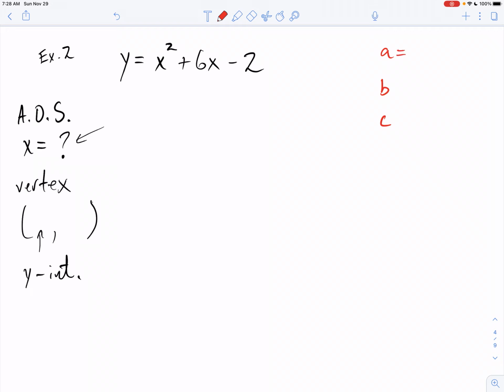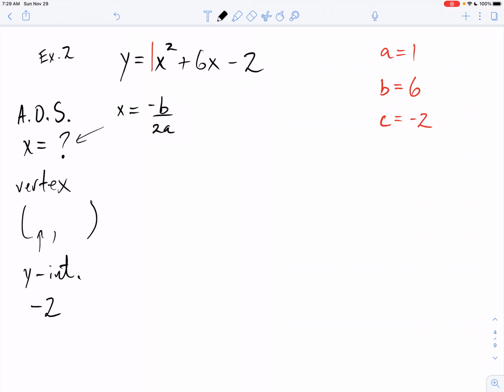They didn't write it in, so it's a 1. So I say a is 1. B is what in this one? It's a 6. And what is the c value? It's -2. So I already know my y-intercept. I'm just going to label it and say y-intercept is at -2. And away we go. Let's get our axis of symmetry. Remember, this is x equals -b over 2a.